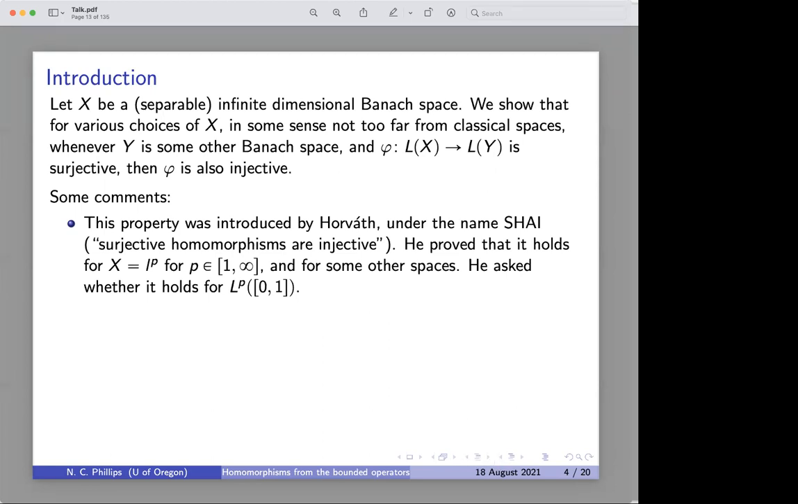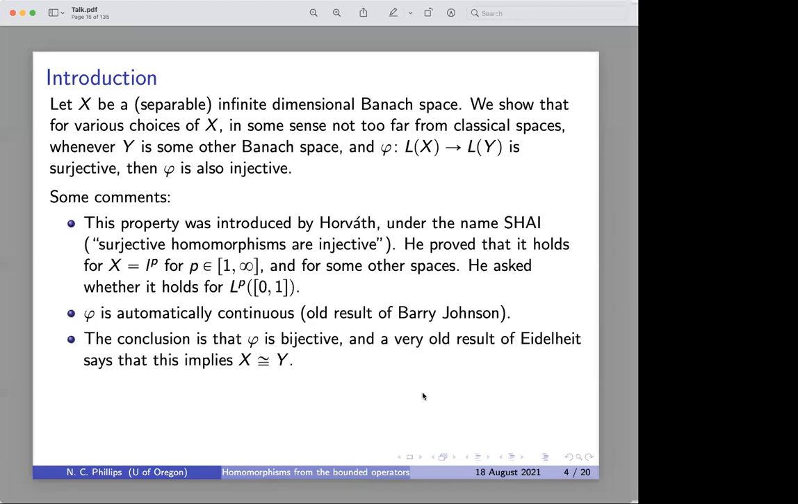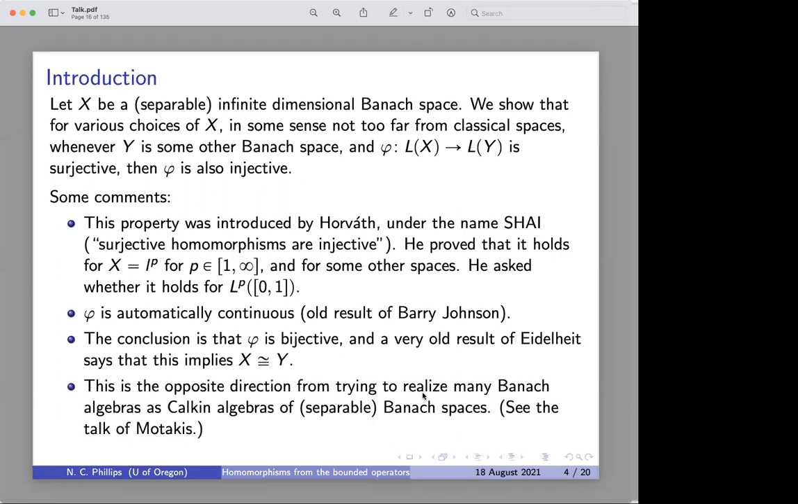So a comment is that such a homomorphism is automatically continuous. This is an old result of Barry Johnson. The conclusion is, of course, then that phi is bijective, and now a very old result of Eidelheit says this implies that X is isomorphic to Y. This is sort of the opposite direction from trying to realize many Banach spaces as Calkin algebras of, say, separable Banach spaces. That problem was considered, or one instance of it was considered in the talk of Motakis, what was it, 2 days ago in this session.